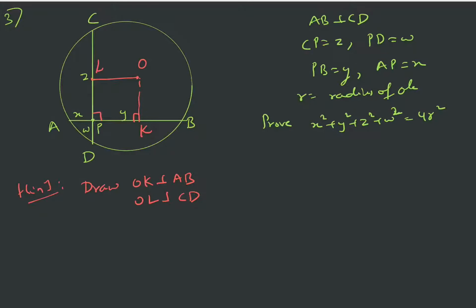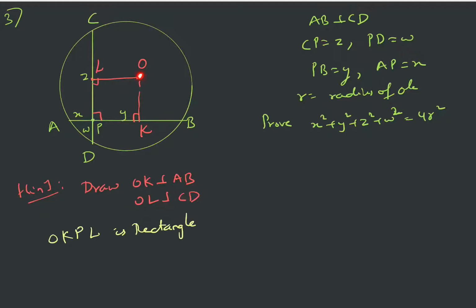Yes. So let us discuss this problem. Since these two are perpendiculars, clearly one thing you can see is that OKPL is a rectangle because all the angles are 90 degrees. So OKPL is a rectangle.